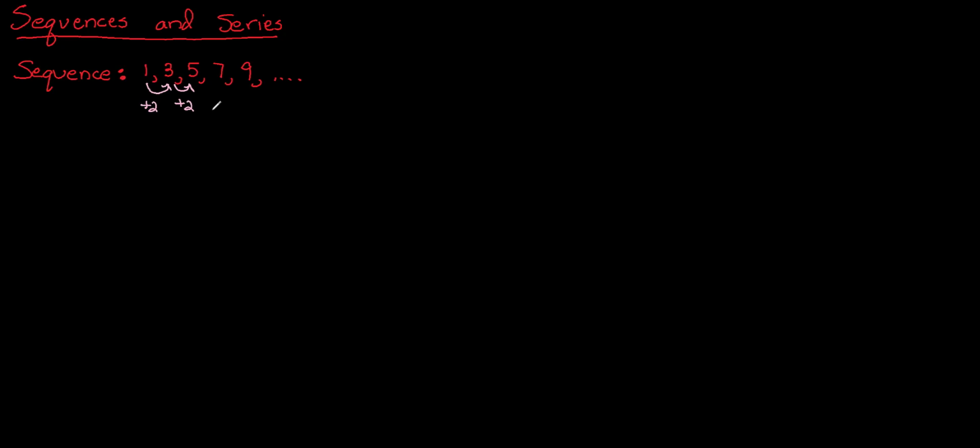Another type of sequence might look like this. So we've got 1, 2, 4, 8, 16, 32, etc. And again, we've got a list of numbers separated by commas. They're written in a certain order. And here the pattern is that I multiplied by 2 each time. So those are good examples of sequences. And those are lists of items written out in a particular order. We're separating the items by commas.